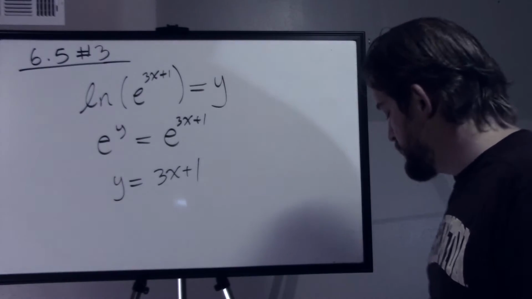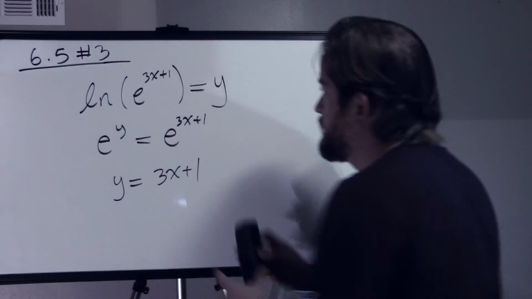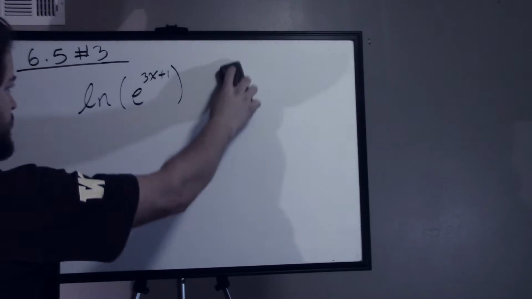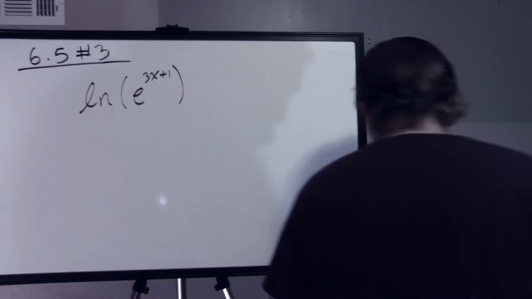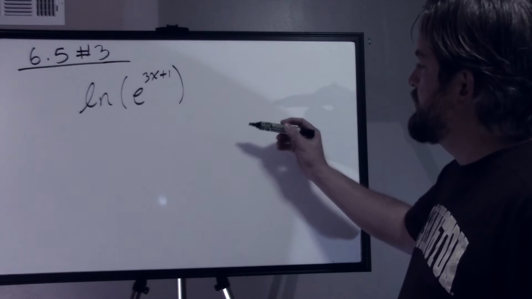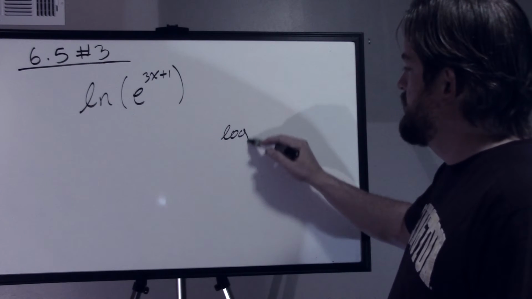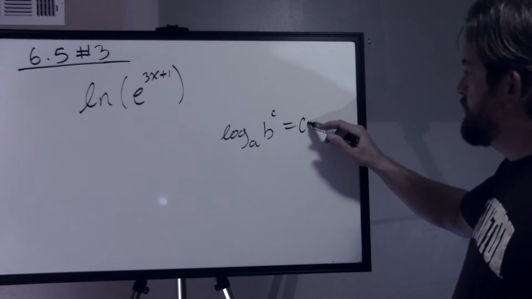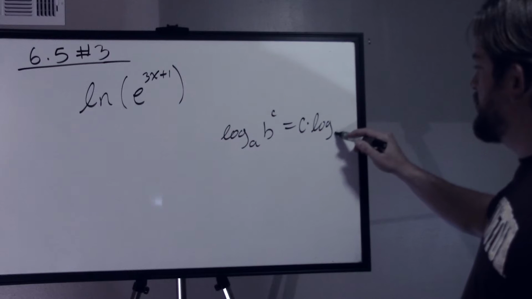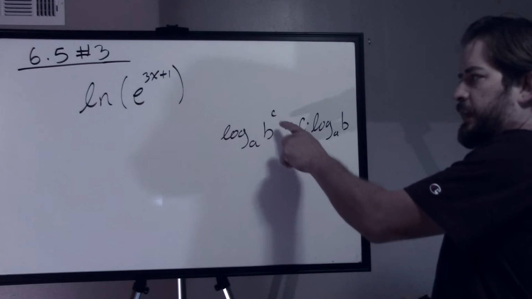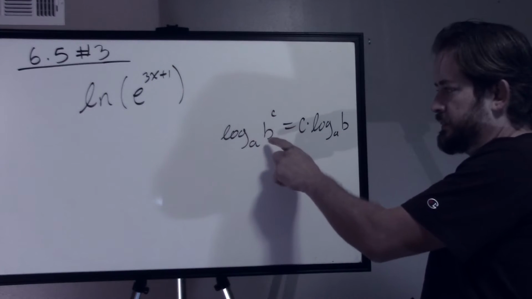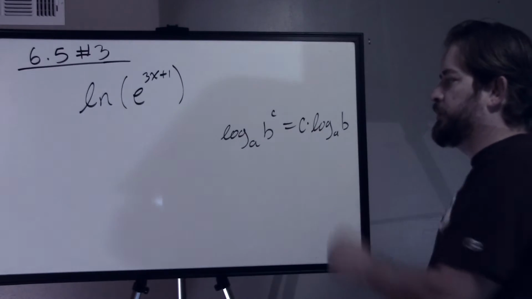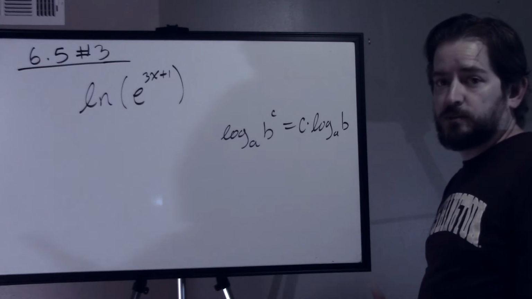Another way of doing it is to use the power rule. We have a rule that says the log base a of b to the c is the same thing as c multiplied by the log base a of b. That is to say, if there's an exponent on whatever is being taken the log of, that can come out in front as a multiplier, and it's out of the exponent.